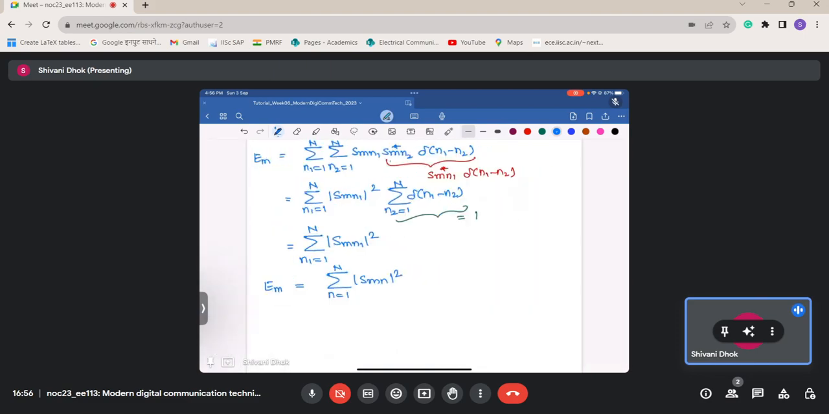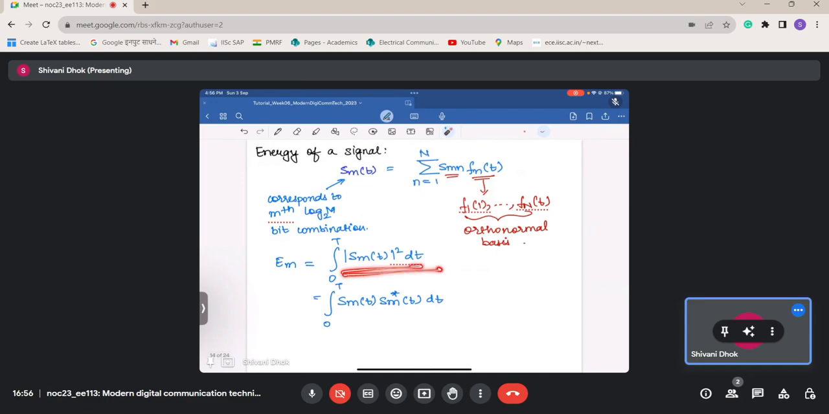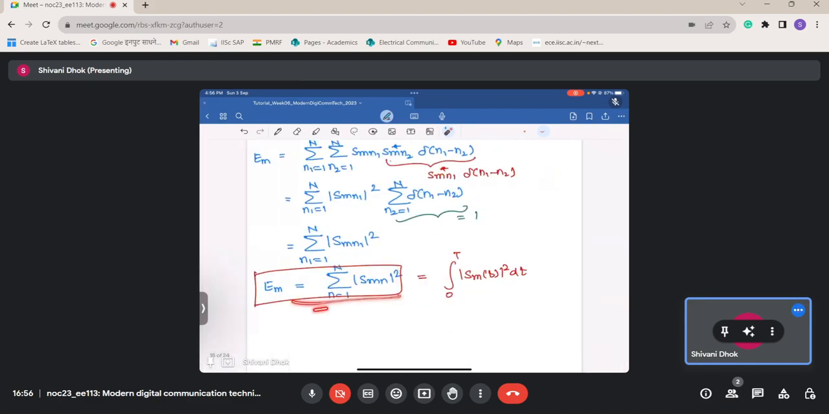So I can simply use this formula to find energy, and to be precise, this is equal to integral 0 to T, for our case, magnitude of SM(t) square dt. This is exactly the same thing. We started from this equation and we have reached this equation here. So these two are equivalent, and we can exploit the simplicity of this formula in order to find energies, and we'll do that in coming questions.